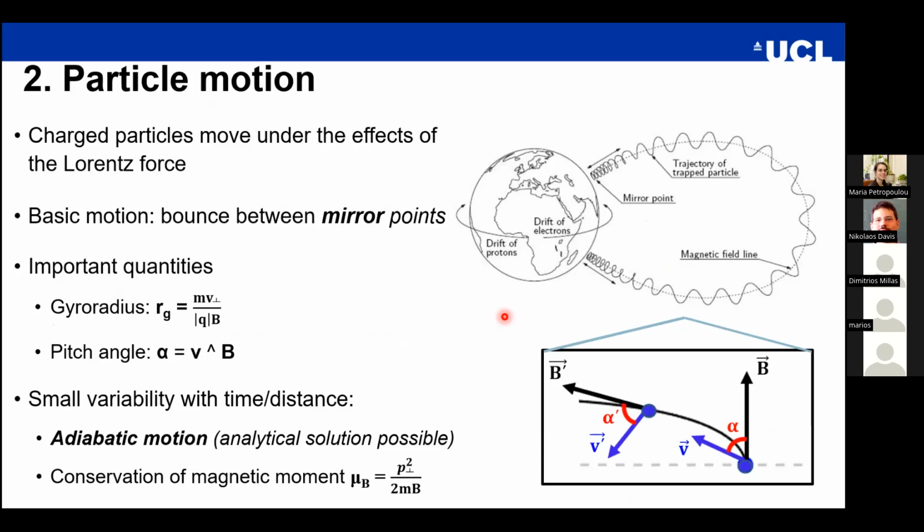And you can quantify its motion using the gyro radius and the pitch angle, so the angle between the velocity and the magnetic field. On Earth, we are quite lucky because usually what we call the adiabatic approximation holds. So if you have a magnetic field that does not change significantly either with time or with distance, then you have analytic solutions that you can use to define the motion of these particles.